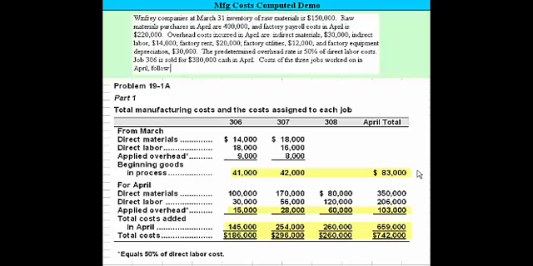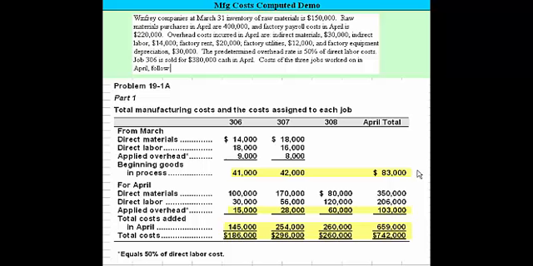Hi everyone. This is a quick demonstration that shows you the logic of how you would determine total manufacturing costs in a job environment. The problem appears in white within the green block.